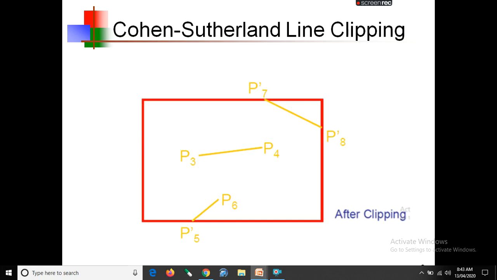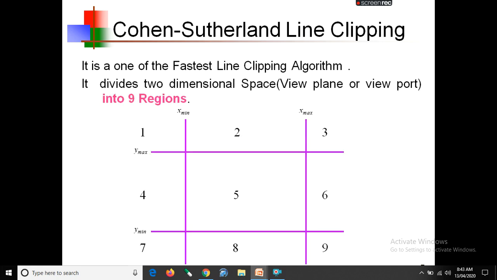So let's begin with the working principle of the Cohen-Sutherland line clipping algorithm. If I want to perform line clipping, first we need to divide the given two-dimensional viewing plane, or view plane, into 9 regions.